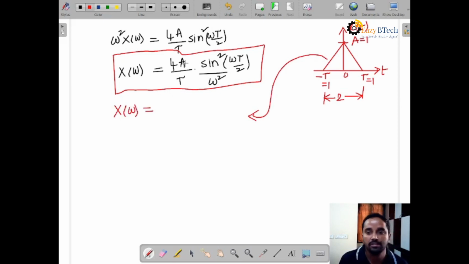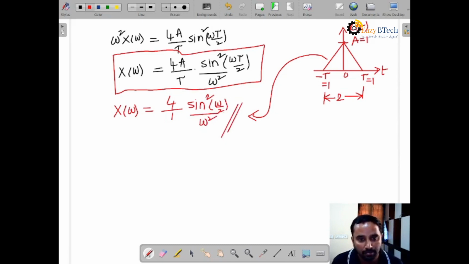So X of omega is equal to, A is equal to 1, therefore 4a means 4 into 1. And what is our tau here? 1. So 4 by 1, sine square omega tau, tau is equal to 1, so omega by 2 divided by omega square. So this is the answer: 4 sine square omega by 2 by omega square. Right? So the Fourier transform of a triangular signal is very important. Using the time differentiation property, we can do it easily.